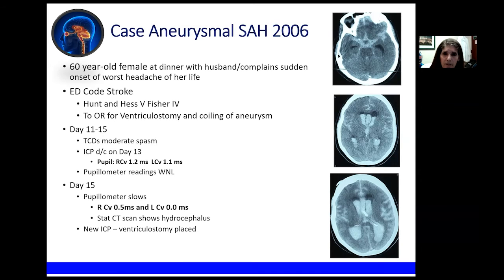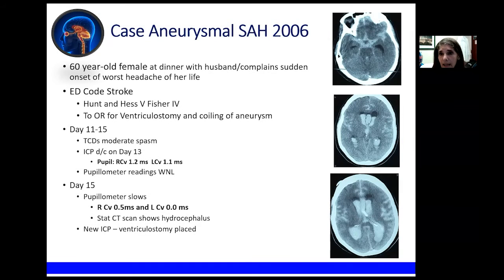But 2 days later, the nurse notices in a morning assessment that constriction velocity has decreased to 0.5 millimeters per second and nothing in the other eye. Now, I don't know about you, but I'm not that good. I can tell you it's brisk, I can tell you it's sluggish, but I can't tell you in a defined way exactly how fast or how slow that pupil's constricting.